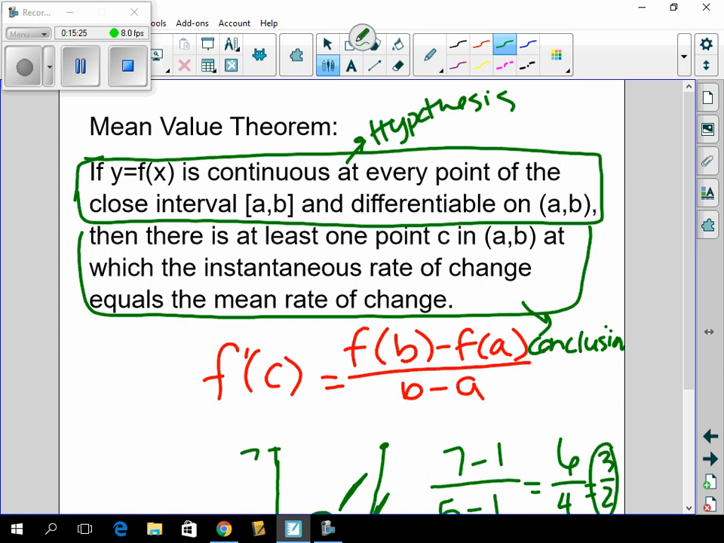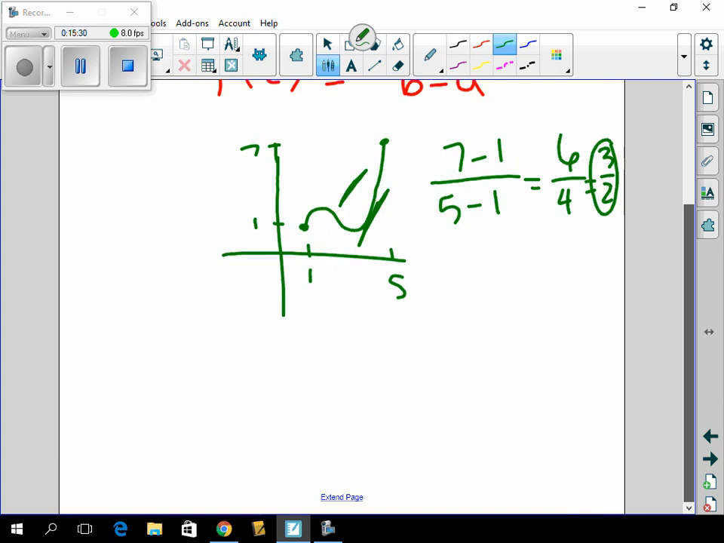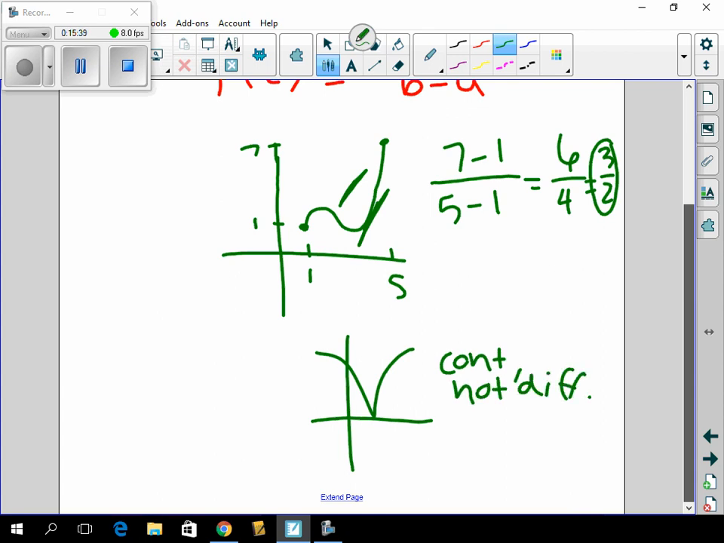So let's say I had a cusp. If we look at our cusp on a closed interval, so this is continuous, but it's not differentiable. And so I cannot make that assumption. And then if I had a jump discontinuity, not continuous, and so I can't make that conclusion. So we're really going to be focusing on the hypothesis and conclusion and what type of functions we can assume this mean value theorem for.